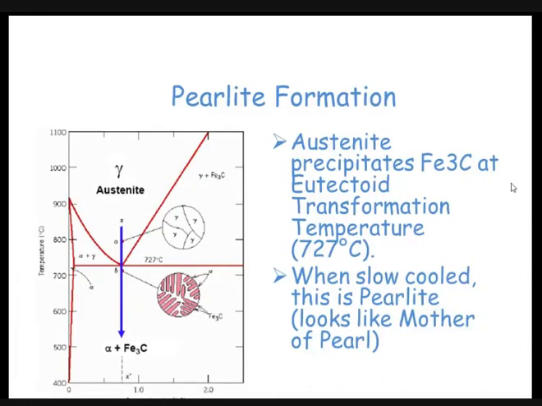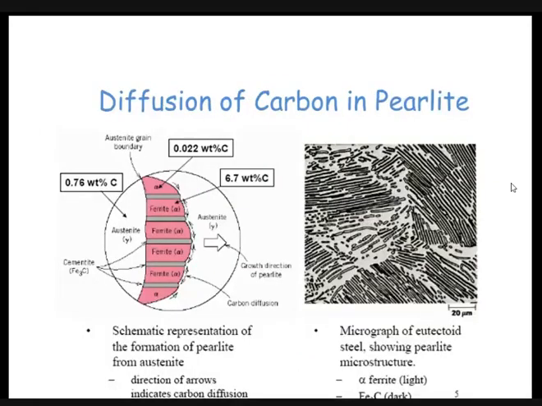So how does pearlite form from austenite? We have already discussed that first cementite forms, then ferrite forms. So carbon plays a very important role in pearlitic transformation. Austenite precipitates Fe3C at the eutectoid transformation. When slow cooled, this pearlite looks like mother of pearl and it's called pearlite. And this involves diffusion of carbon. So remember that you get coarse pearlite and fine pearlite.